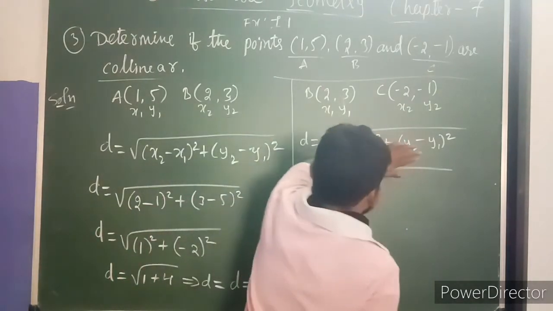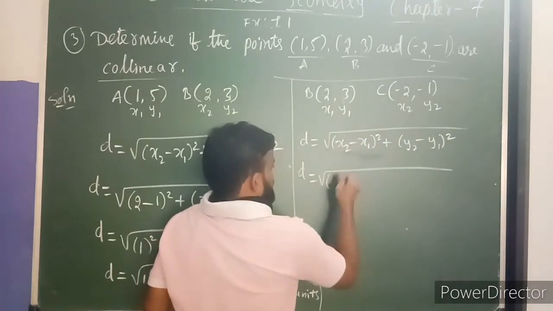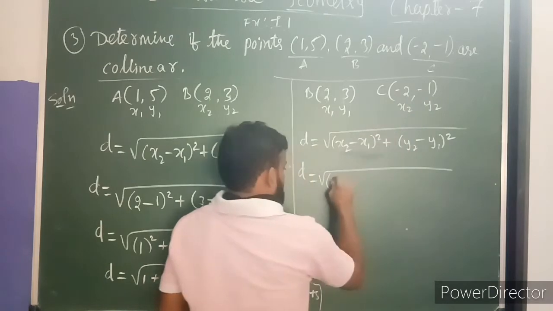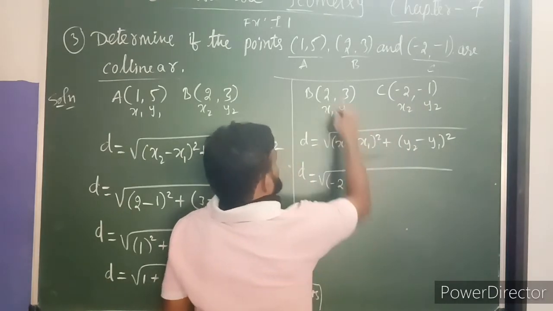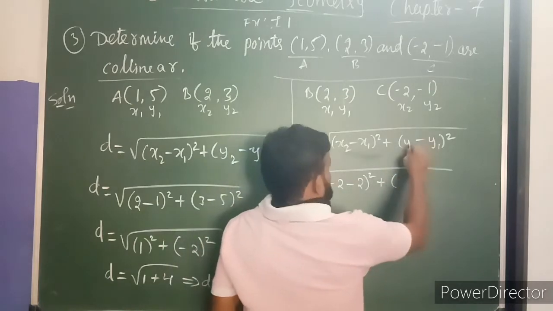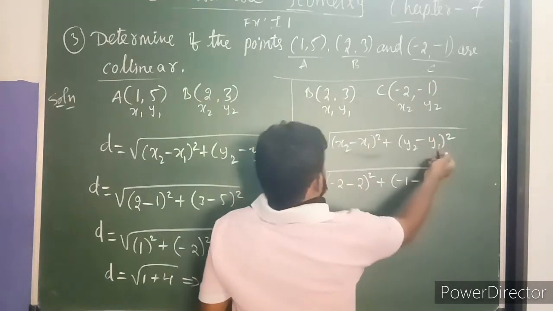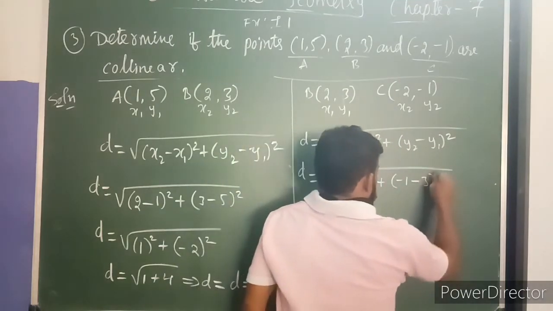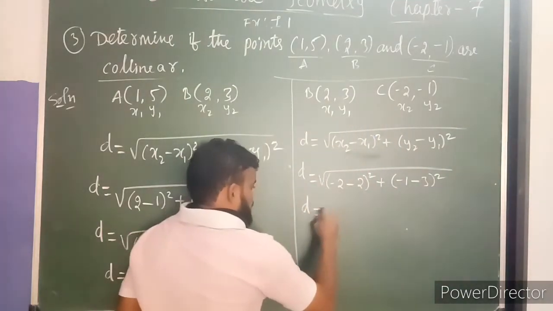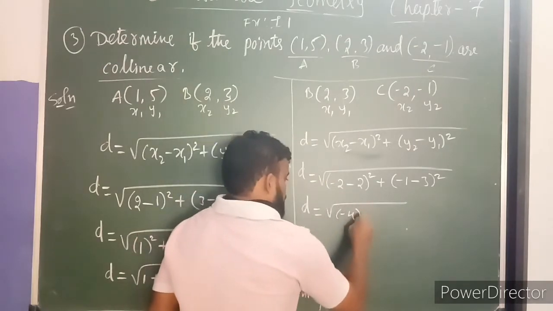So D is equal to under root. What we have to write? We have to write the distance formula with x2 as minus 2 and minus x1 as 2, whole square, plus y2 as minus 1 and minus y1 as 3, whole square. And after that, minus 2 minus 4 whole square.